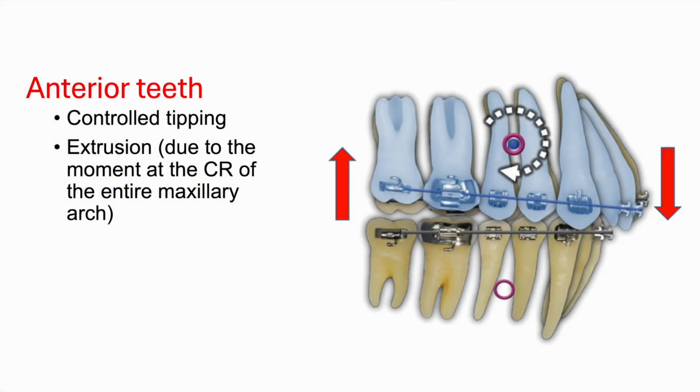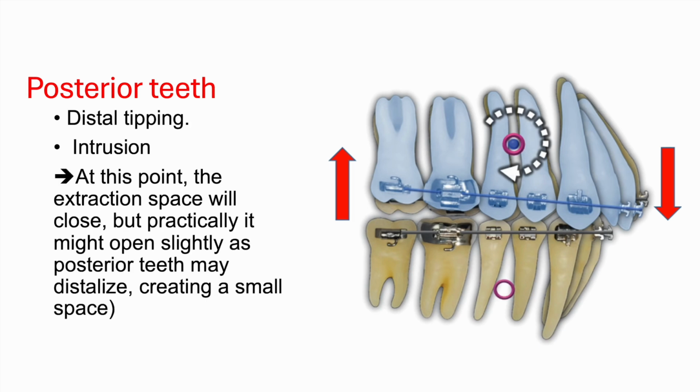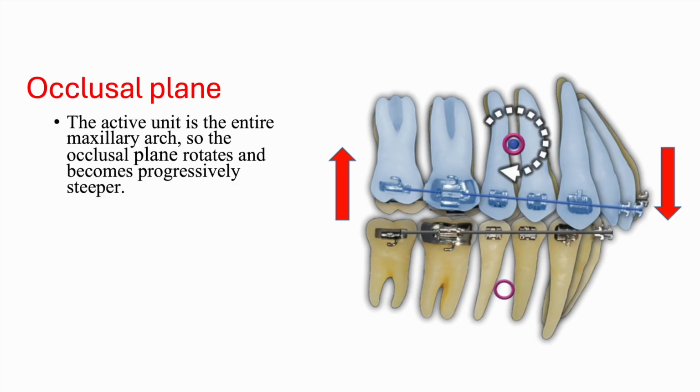Hence, the anterior segment moves down or extrudes, and the posterior segment moves up or intrudes. The occlusal plane rotates and becomes steeper. Interestingly, the molars tip distally, which seems counterintuitive since we are closing space, but this occurs due to the full arch rotation.